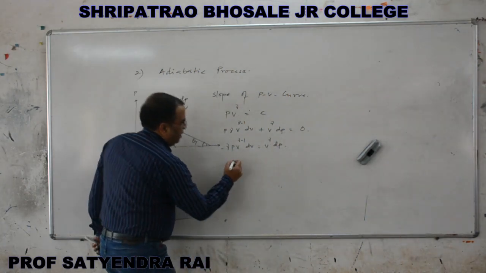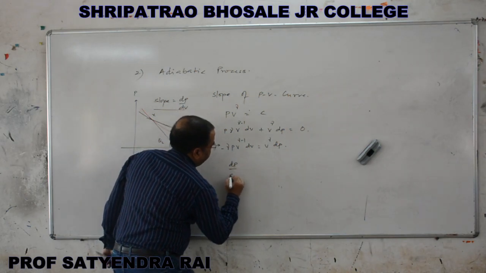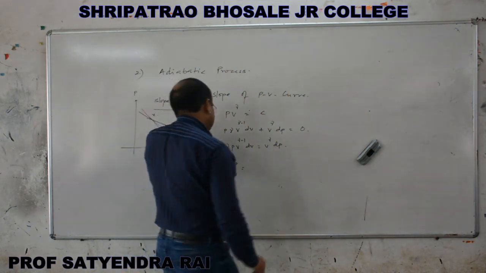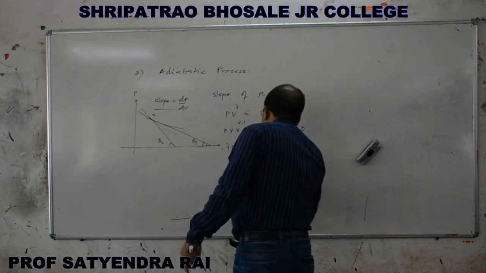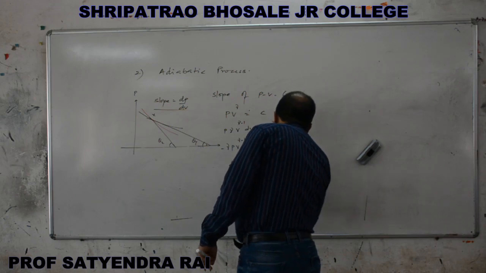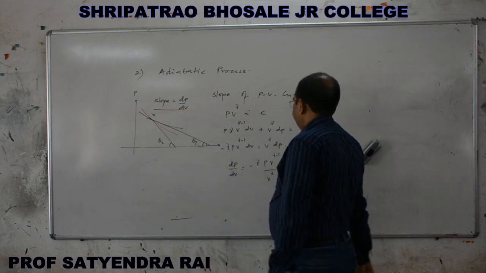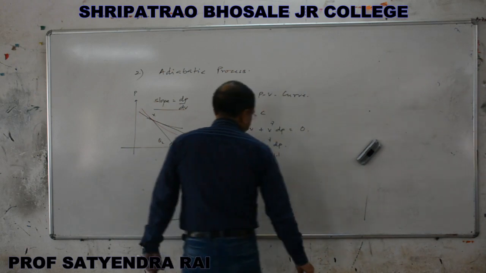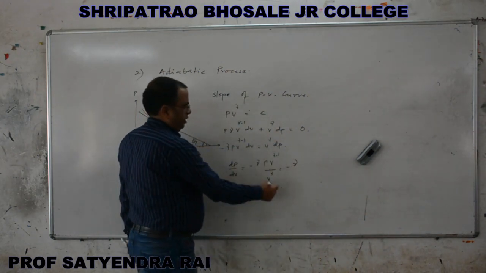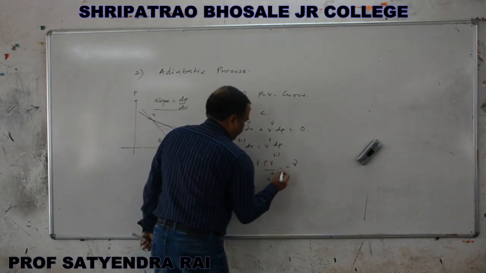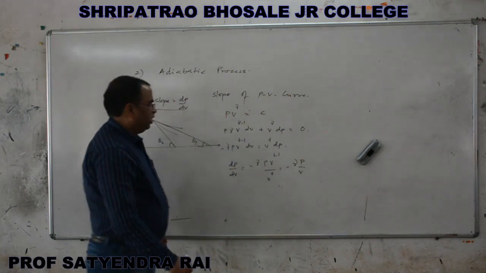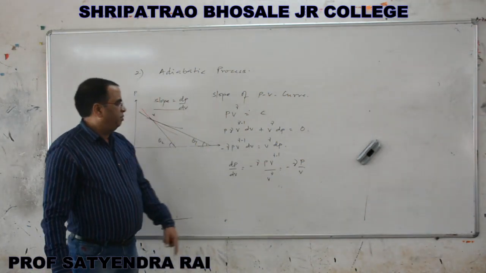So dP upon dV is minus of gamma times P V to the power gamma minus 1 upon V to the power gamma. Just by solving it, we get minus gamma into P upon V. So the slope is minus gamma P upon V.